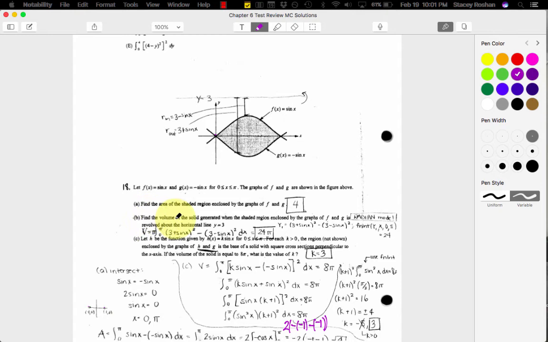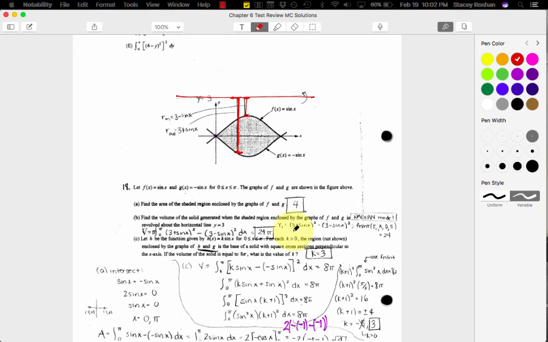Part B. Find the volume of the solid generated when the region enclosed by the graphs of f and g is revolved around the horizontal line y equals 3. So y equals 3 is above here. So the radius outer is going to be 3 minus negative sine x. So 3 plus sine x. The radius inner is 3 minus sine x.